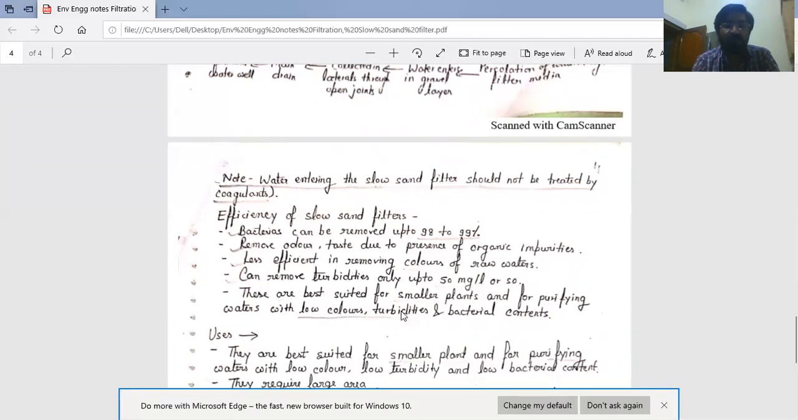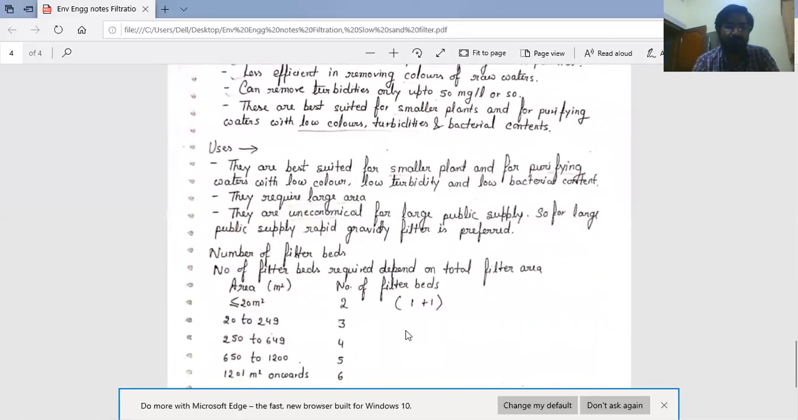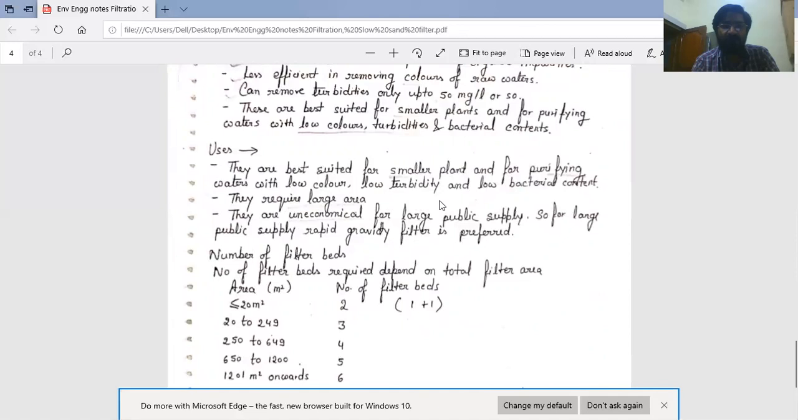Uses: these are best suited for smaller plants or small towns and for purifying water with low color, low turbidity and low bacterial content. They require larger area. They are uneconomical for large public supply because of the land requirement. So for large public supply, rapid gravity filter is required.